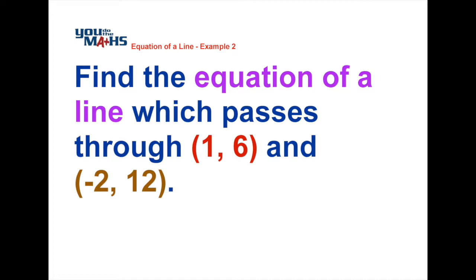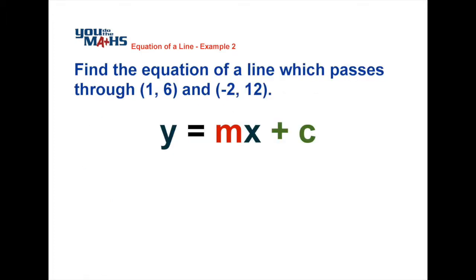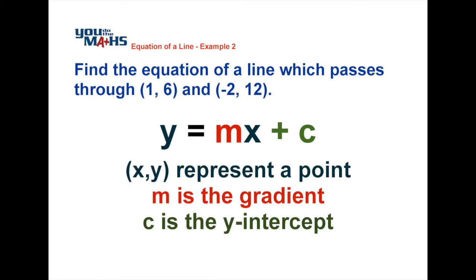So to find the equation of a line we need to think of the basic form, which is y equals mx plus c, remembering that the x and the y represent a point on the line, the m's the gradient, and the c is the y-intercept for the line. So to help us find those features, let's have a look at a sketch of the graph.